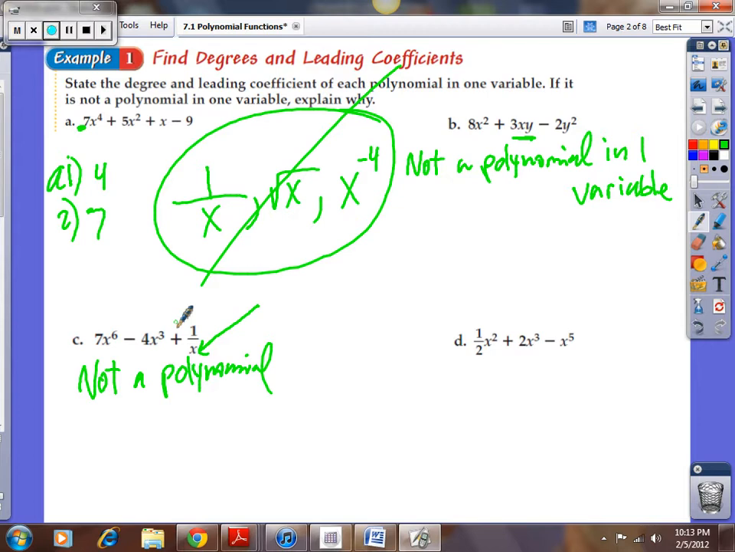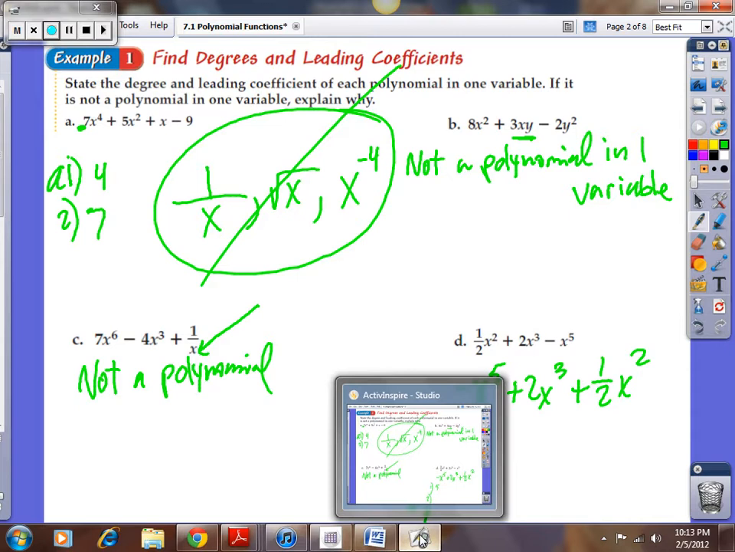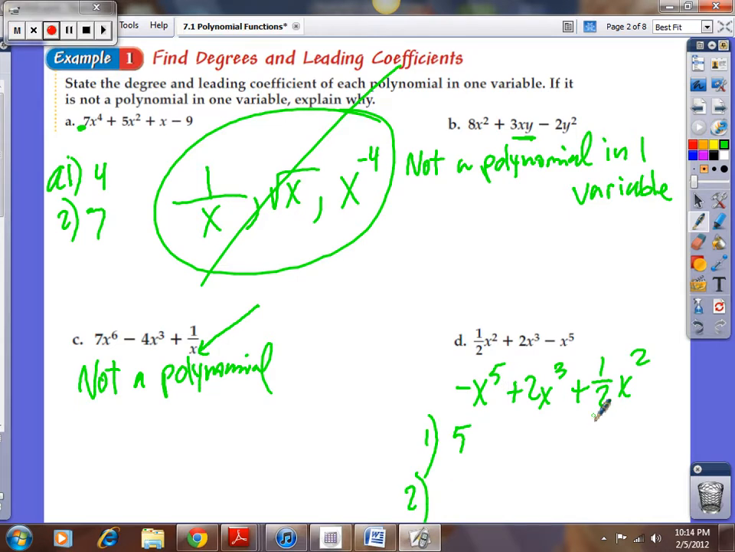Okay, D, the trinomial needs to be rewritten. It's out of order. It needs to be negative x to the 5th. That's your highest exponent, and then go from descending order. So the next one's going to be 2x cubed plus 1/2 x squared. So now it's in standard form, highest exponent to the lowest. So my degree, part 1, the degree is the exponent, so this is a quintic, it's a degree 5. Part 2, your leading coefficient is the -1. It's the number in front of the x to the 5th, negative x to the 5th.